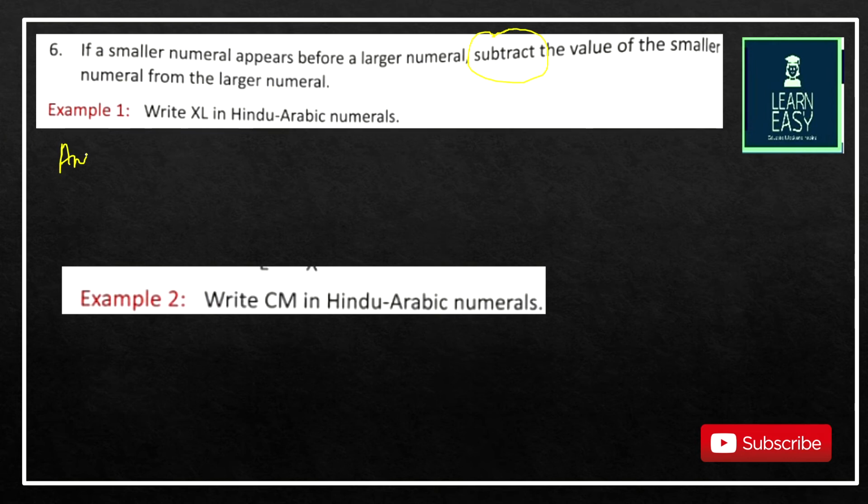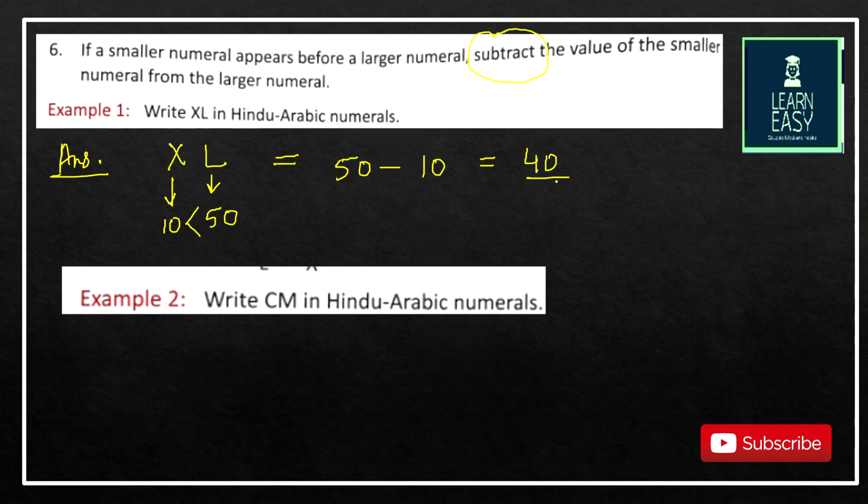That means if I want to do one of the questions, we'll understand. So I have a number XL. I already know that L stands for 50 and X stands for 10. Obviously the 10 is less than 50. So in XL, what I will do is subtract, and I am going to get my answer as 40. Do you understand what I have done?